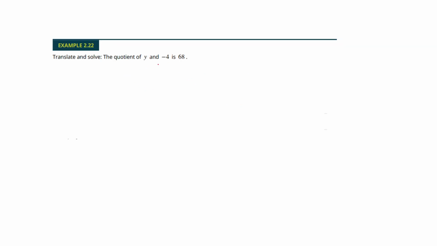Okay, the quotient of. Now, this is a little bit more complicated, but quotient still means division. Is 68. So I can multiply both sides by negative 4 again. They're gone over here. Y is by himself. Negative 272.